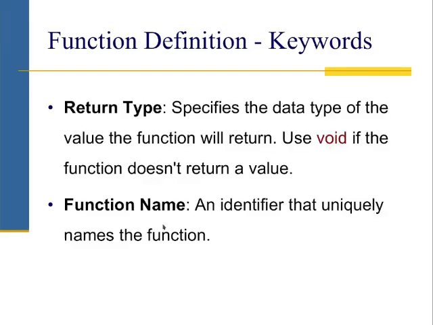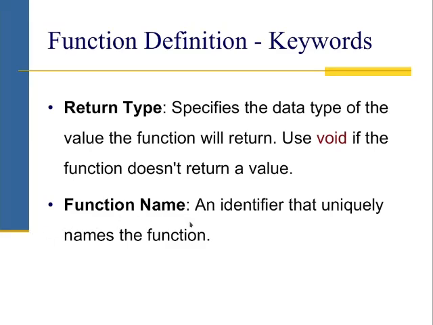So the keywords you are supposed to note is the return type. It specifies the data type of the value the function will return. Use void if the function does not return a value. So if you don't want it to return maybe an integer or something, you just use void.